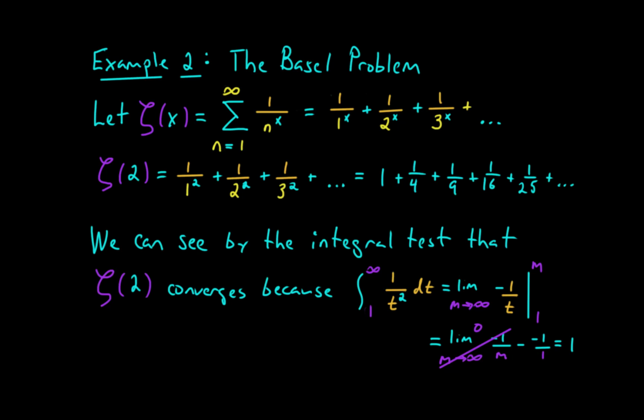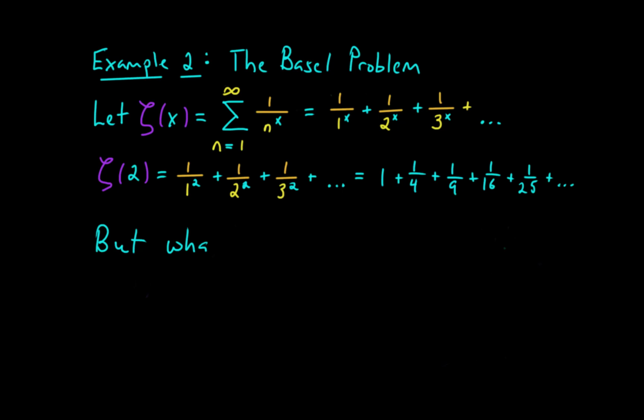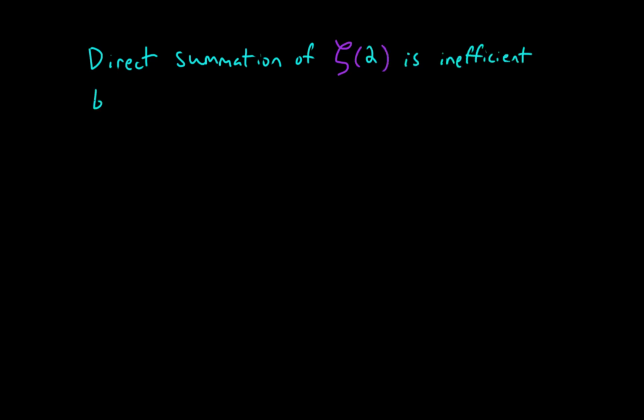But the important question here is, what does it actually converge to? And so the naive approach to the Basel problem would be to just start directly summing zeta of 2 and seeing whether it approaches some limit that we can easily recognize. The problem with that approach, however, is that direct summation of zeta of 2 is highly inefficient, because zeta of 2 actually converges very slowly.